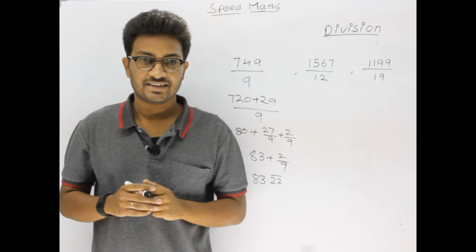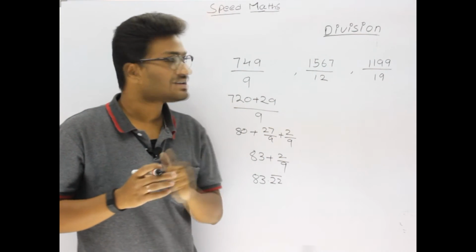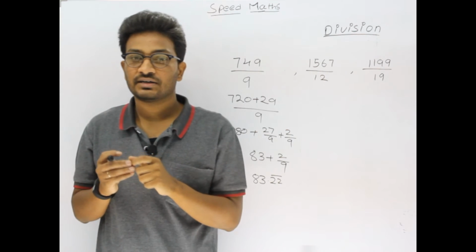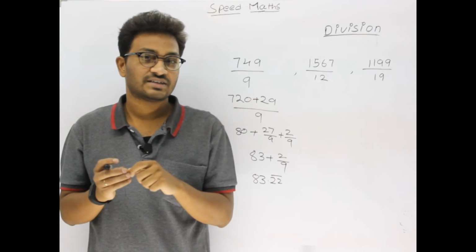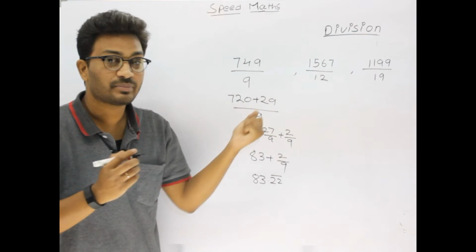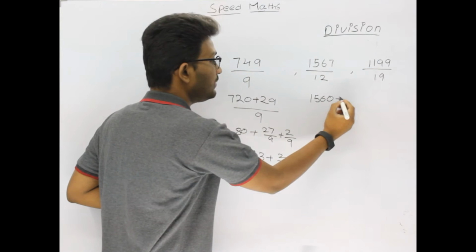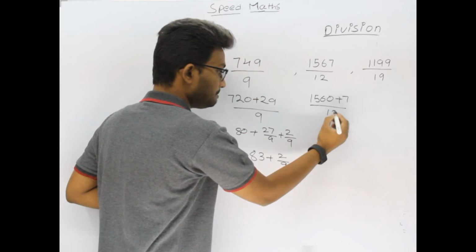Now let's see the second example. What is the multiple of 12 which is close to 1567? And we know that 13 into 12 is nothing but 156. So this numerator can be split as 1560 plus 7 by 12.